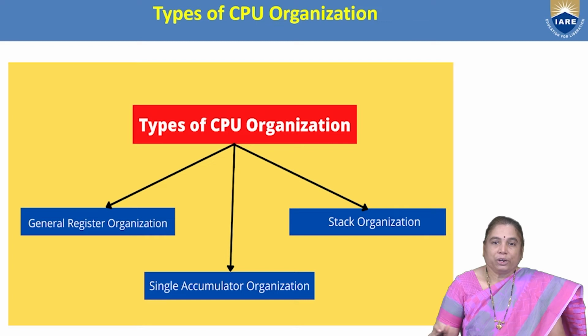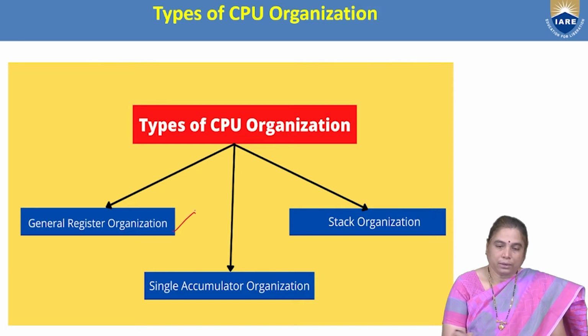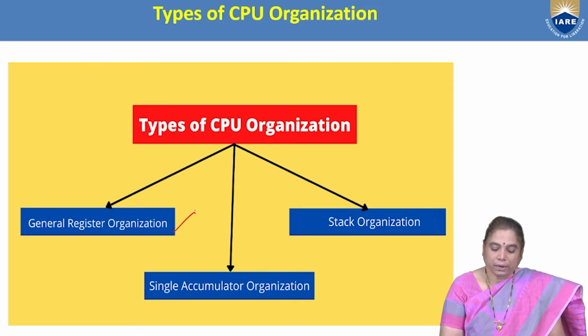Next, we have to look into what the types of CPU organizations are. Here, majorly three categories of CPU organizations are available. One is general register organization. The second one is single accumulator organization. The third one is stack organization.